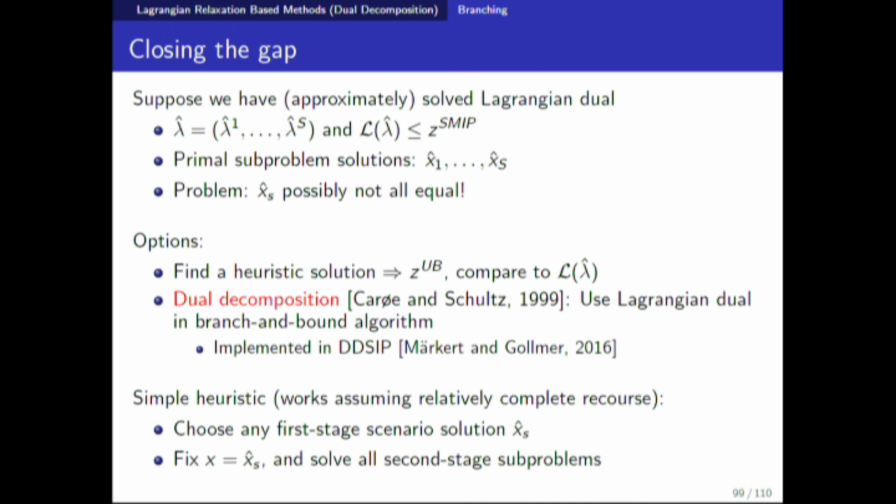In terms of a heuristic, when you're doing this approach, there's a very simple heuristic that's always an option to use. I've solved all these scenario subproblems, so I get a first and second stage solution out of that. So I can pick one of those, say x hat s, and I fix that, and then I go and solve all the other scenario subproblems with that fixed, and I've evaluated the value of that solution, so it's a candidate solution. It's a possible upper bound. And that works if we assume relatively complete recourse. It means that whatever first stage solution I have that's feasible, it will be feasible for all my scenarios, which is usually a good assumption to have.